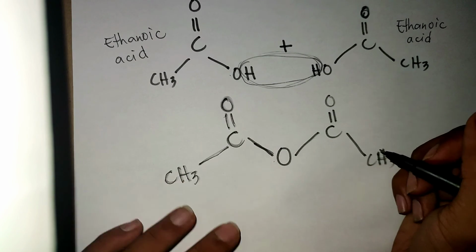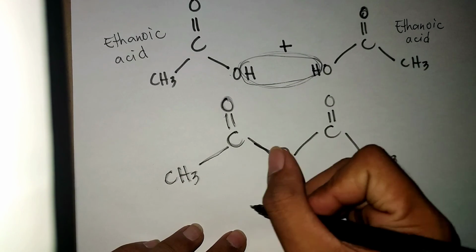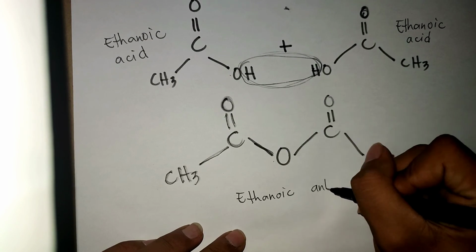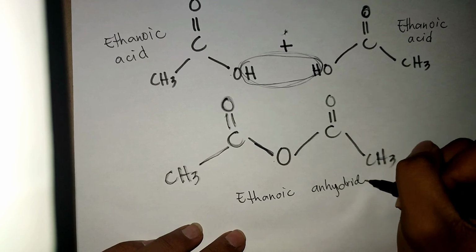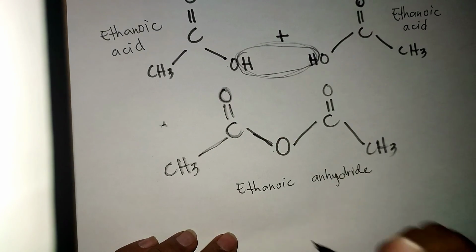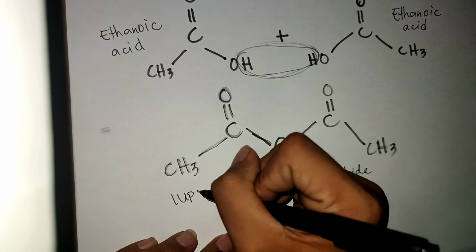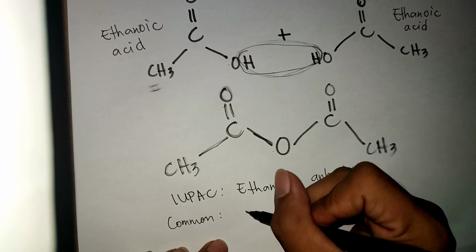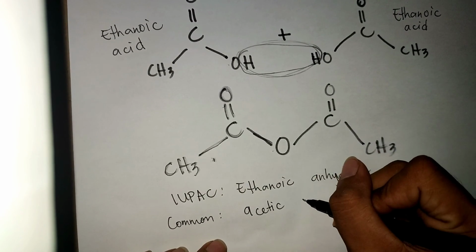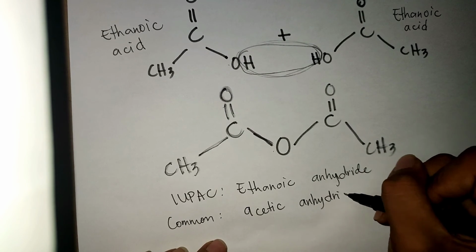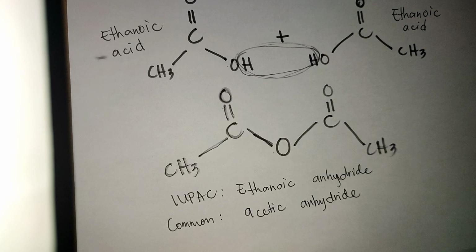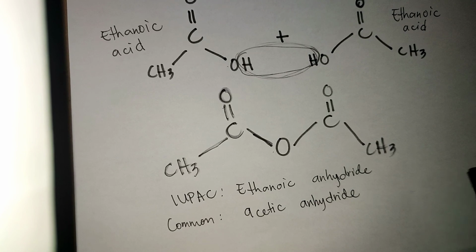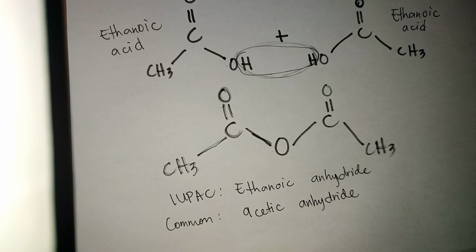Kapag in-add natin yan silang dalawa, ito ay magiging isang ethanoic anhydride. Ayan. Yan yung IUPAC name niya. And yung common name niya naman is yung acetic anhydride. Ayan. So, by the way, ito pala sila is a symmetrical anhydride because they have the same carboxylic acid.